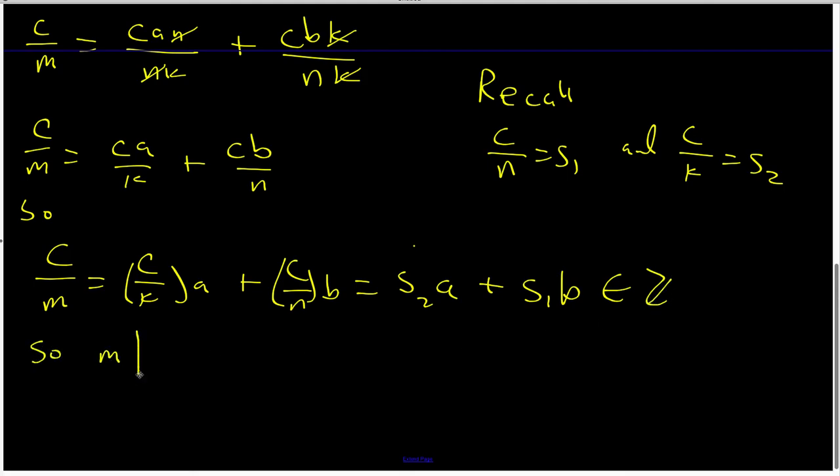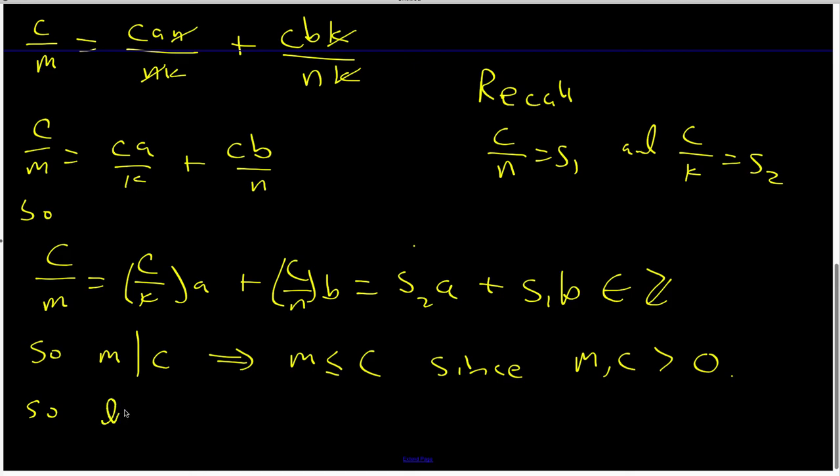So m does divide c, and that is enough, since both m and c are positive, to say that m is less than or equal to c. And this is because m and c are both positive numbers. So that lets me say that the LCM of n and k is indeed equal to m, and m was n times k over the GCD of n and k.